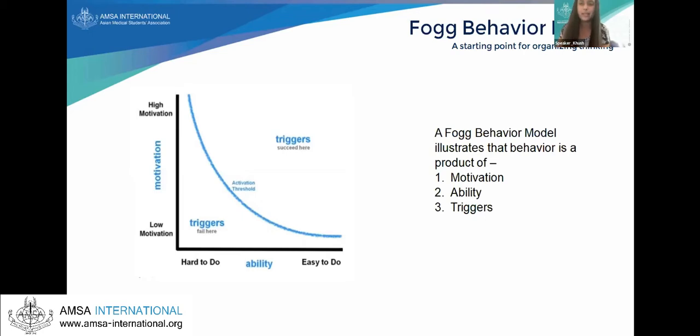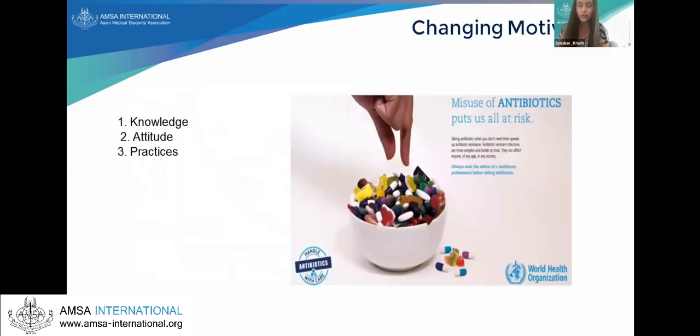I will be explaining them step by step, but I would recommend having a picture of this graph in mind. We'll be coming back to this once we discuss all three, that is motivation, ability, and trigger, separately. So moving ahead to changing motivation. First, that's very important and can be done at a level, is changing the motivation. This is an example of the WHO campaign, which stated that misuse of antibiotics puts us all at risk, explaining a little bit on how it does so.